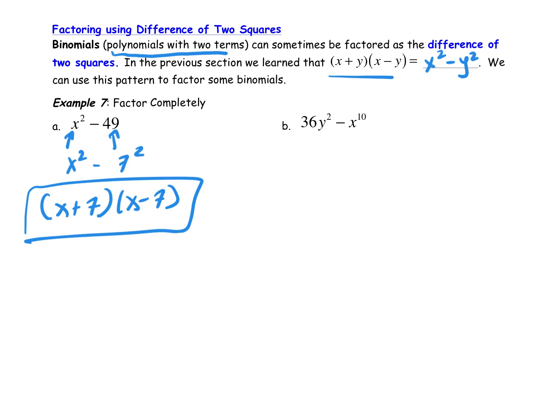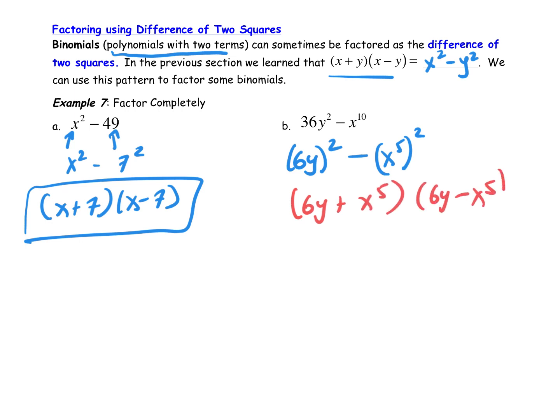Let's look at 36y squared minus x to the 10th. This is a little bit harder difference of squares factoring problem, but we can think of 36y squared. That's still a perfect square. It's 6y squared, and x to the 10th is also a perfect square. It's x to the 5th squared. And now using the pattern, x plus y times x minus y is x squared minus y squared. Here, we can factor this as 6y plus x to the 5th times 6y minus x to the 5th.